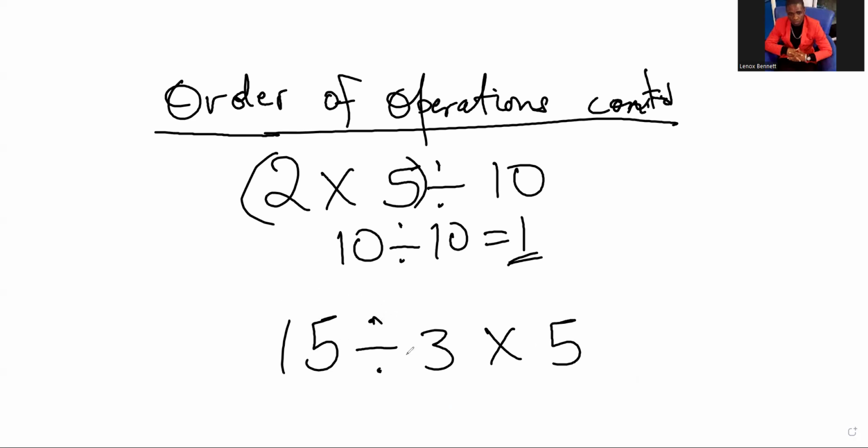So we have 15 divided by 3 times 5. If you notice, division comes on the left first. Everyone knows their left, right? I know the teacher would have shown you your left hand and your right hand and so forth, and your parents as well, right? So it's coming from left to right.